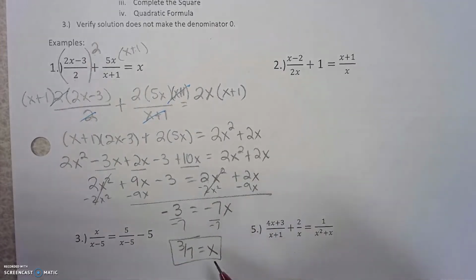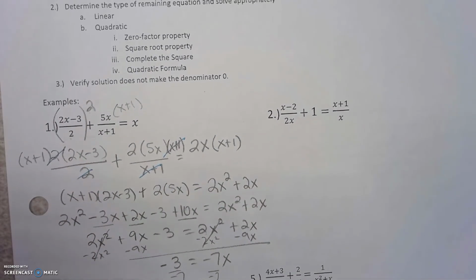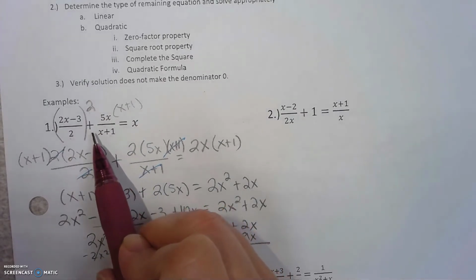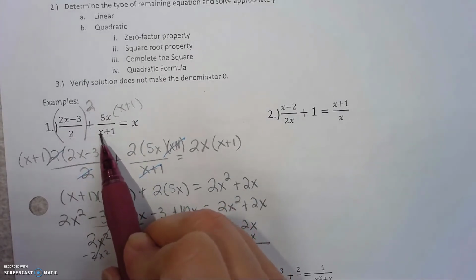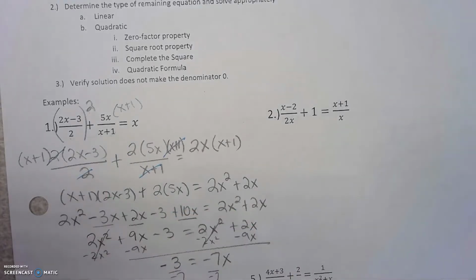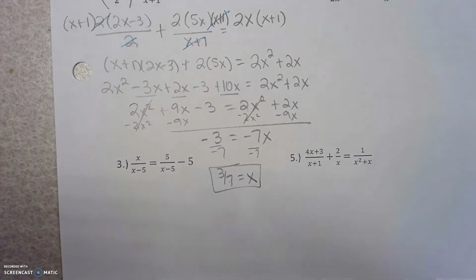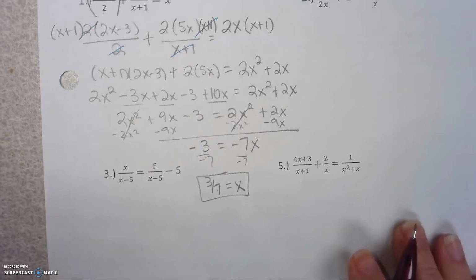Alright, what I'm going to do now is check to see, does this make my denominator equal 0? If I come back to my denominators, the only one that has a variable is this one. And if I plug in 3/7, 3/7 plus 1 is not 0. So then I can say that this solution is good, at least in terms of not making the denominator 0. Now if you use your calculator and try it out, it will tell you if you get 0 in the denominator or not. Alright, let's look at the next one.